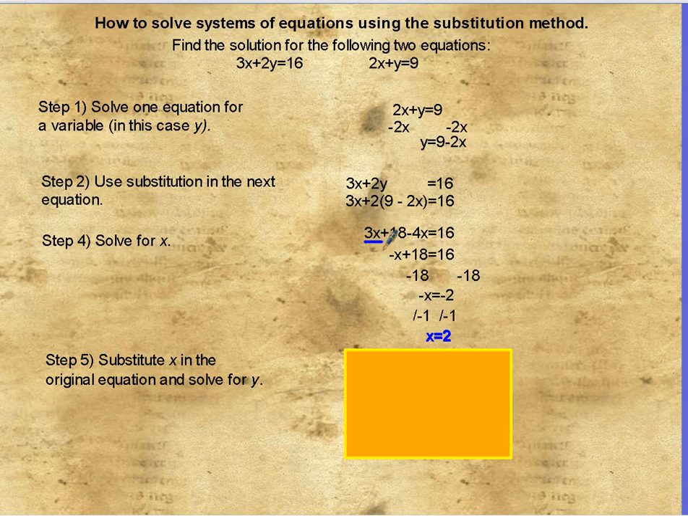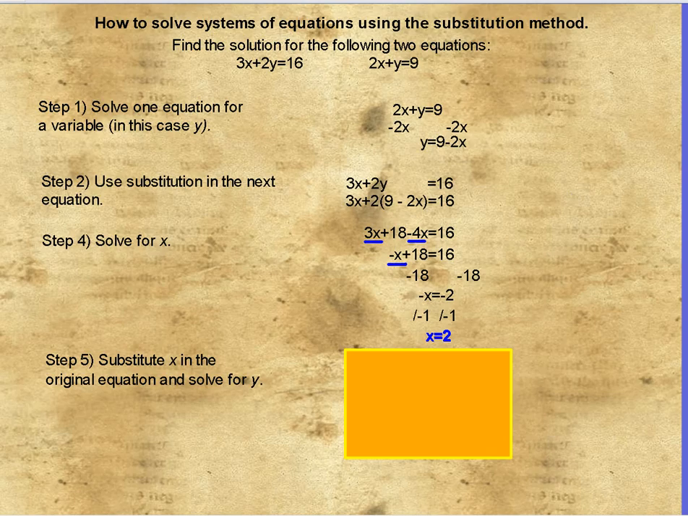So we combine 3x and negative 4x, which gives us negative x. And now since we're solving for x, we need to subtract 18 from both sides. And now we have negative x equals negative 2. And we need to solve for x, not negative x. So we divide by negative 1 on both sides, giving us our solution, x equals 2.